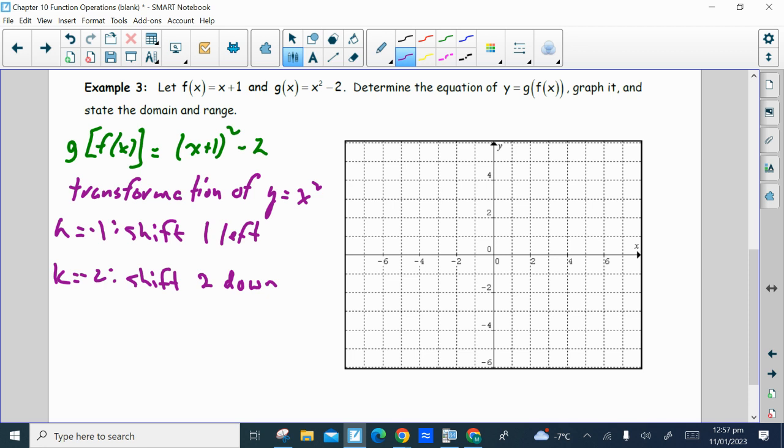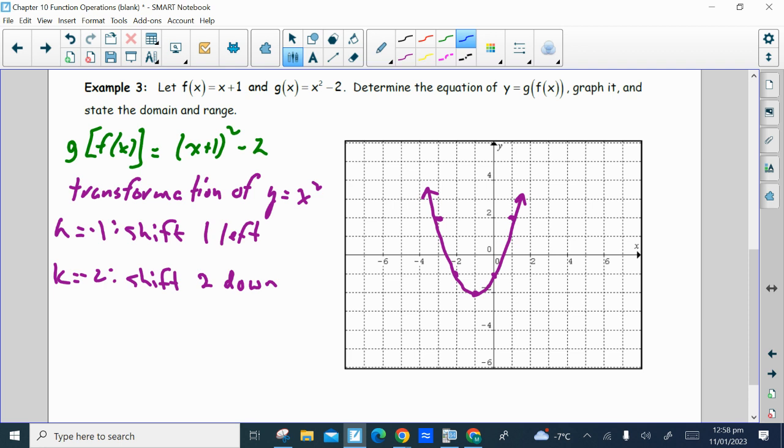So if you think about what the graph of y equals x squared looked like, it started at 0, 0. It's going to go 1 to the left and 2 down. That graph also went through the point negative 1, 1, and it's going to go 1 to the left and 2 down. It went through the point negative 2, 4, and again 1 to the left and 2 down. It went through the point 1, 1, and 1 to the left and 2 down. As well, the point 2, 4, 1 to the left and 2 down. Right, so there's our graph.